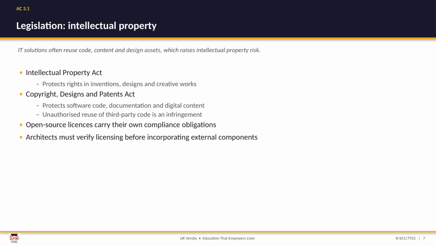Intellectual property is easy to overlook, but IT solutions constantly reuse code, content, and design assets. The Intellectual Property Act protects rights in inventions, designs, and creative works, while the Copyright, Designs, and Patents Act protects things like software code, documentation, and digital content. Reusing third-party code without permission is an infringement, plain and simple. And open source isn't a free-for-all either. Those licenses carry real obligations of their own, so before you incorporate any external component, verify its licensing first.